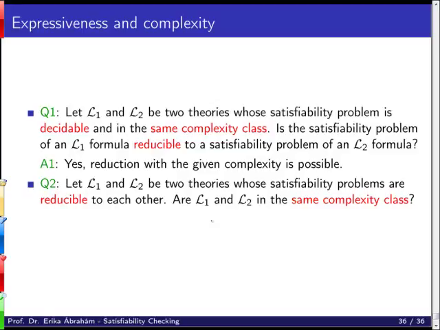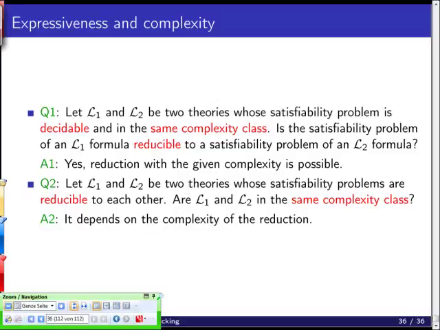If the reduction once again has the same complexity as the decidability problem, then they have to be the same complexity. Exactly. So it depends on the complexity of the reduction. If it is in the same class, then yes. If not, then perhaps.